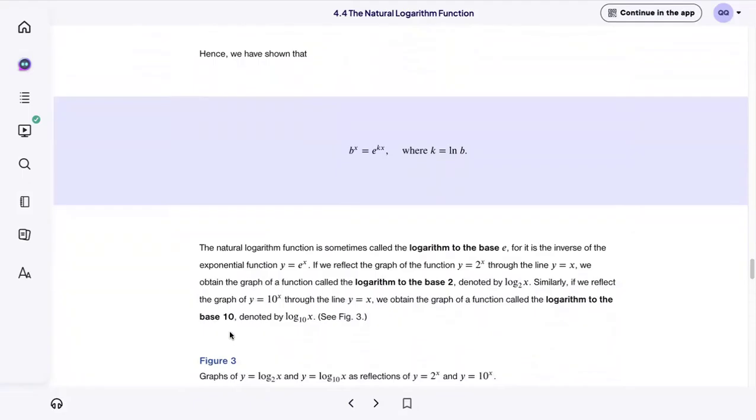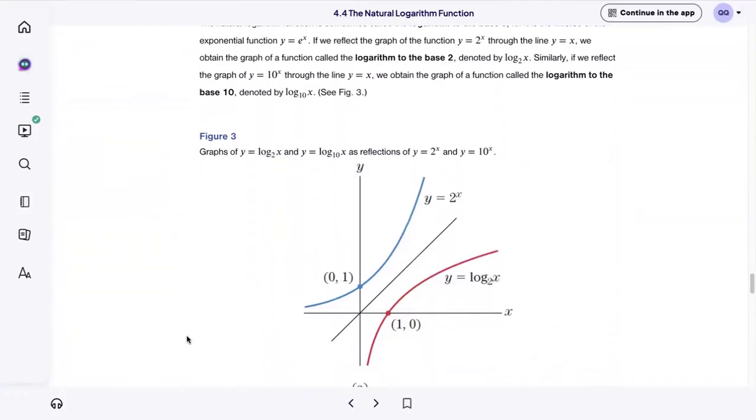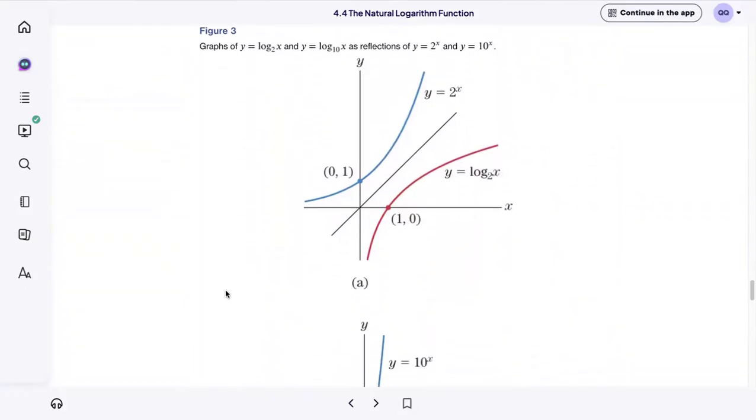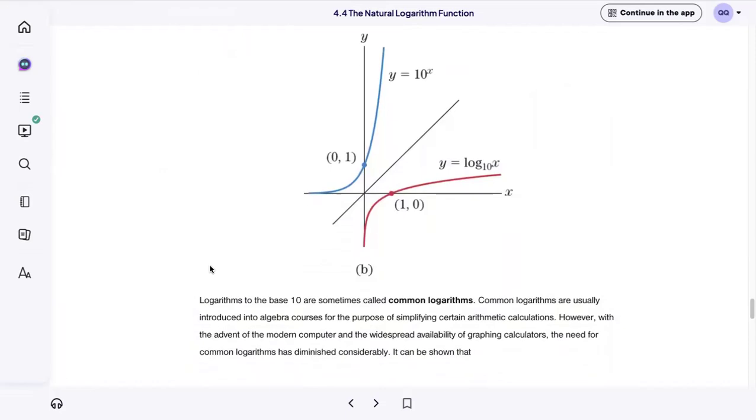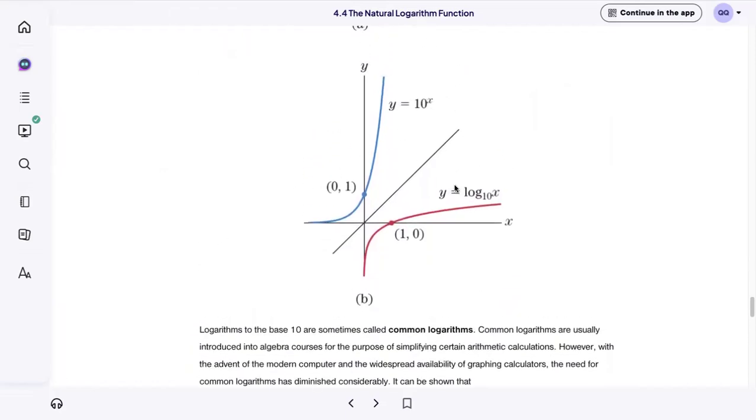This is saying if we have b raised by x equals e raised by kx, then k can be written as ln b. So this is an exponential function with base 2, and a logarithmic function with base 2. They're symmetric because they're inverse of each other. This is log base 10.